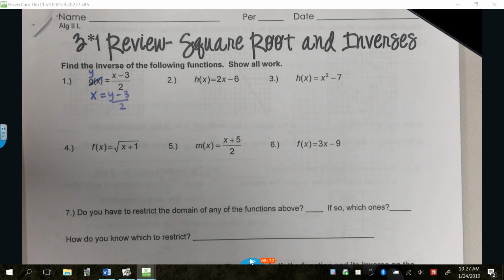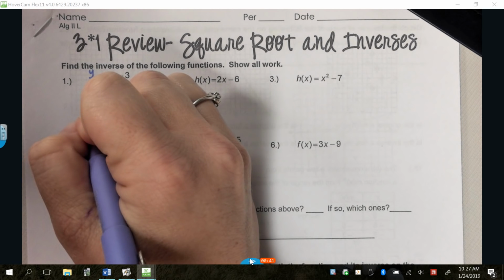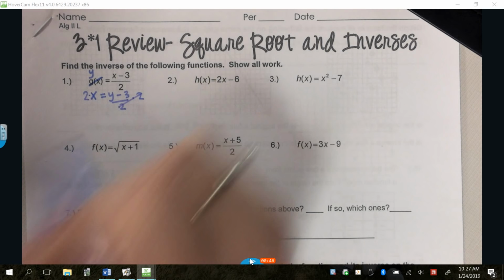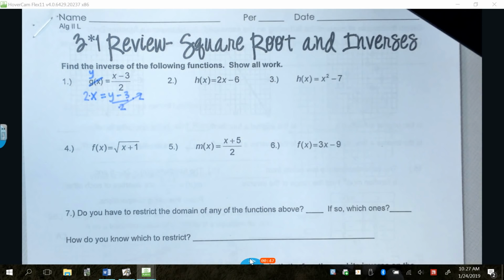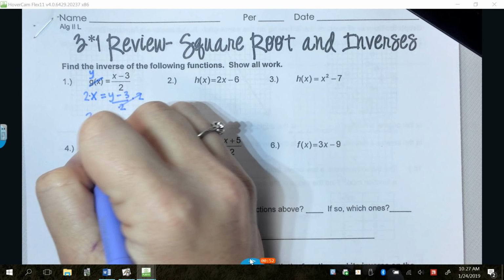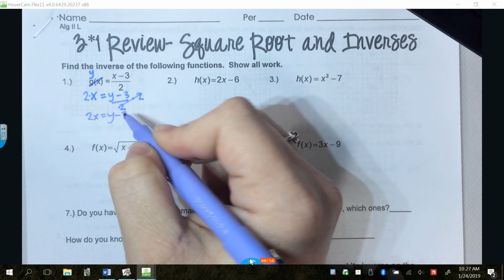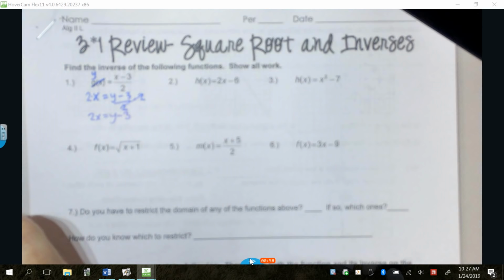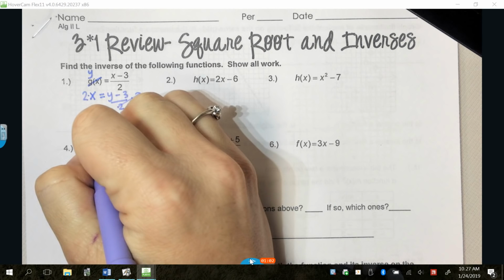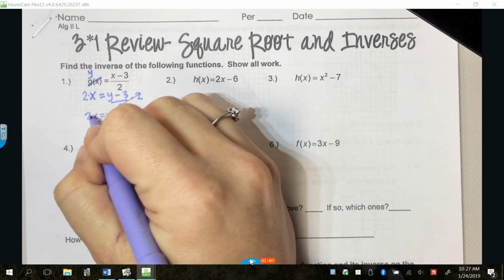So first things first, we need to get rid of the 2. So we're going to multiply both sides by 2 because the opposite of dividing is multiplying. That cancels those. Don't distribute it or anything. So 2x equals y minus 3. So we're trying to get y by itself, so we need to get rid of the minus 3. So we're going to add 3 to both sides. So we end up getting y equals 2x plus 3.